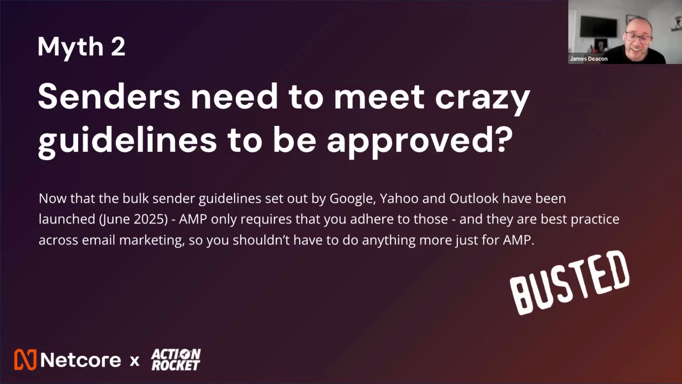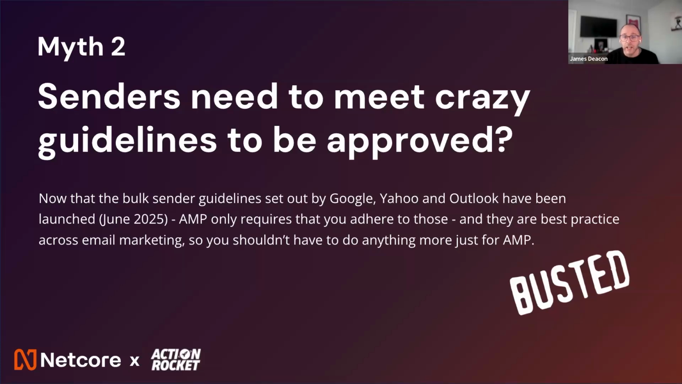Yeah, it was busted. Now I mentioned sender guidelines because we're all hopefully familiar with the ones that were launched in February last year by Google, Yahoo, and then updated with Microsoft back in June this year. These are the ones that are actually now aligned with what AMP would require anyway. So if you're not hitting those bulk sender guidelines, you'll be having trouble getting your emails received by recipients anyway.